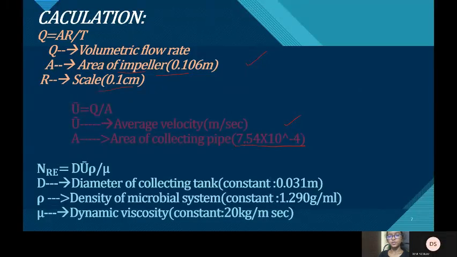NRe equal to D u bar rho by mu. D is diameter of the collecting tank, rho is density of the microbial system, and mu is dynamic viscosity. These three also remain constant throughout the experiment.